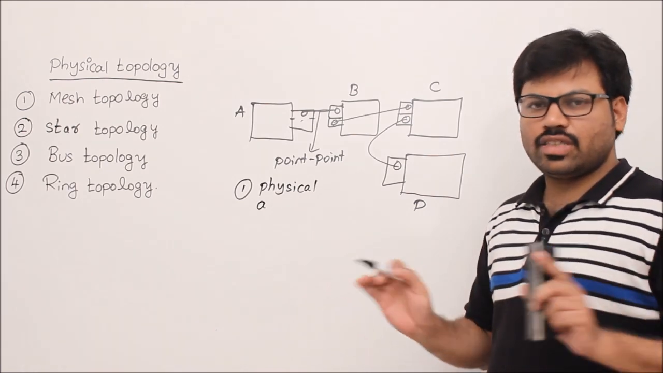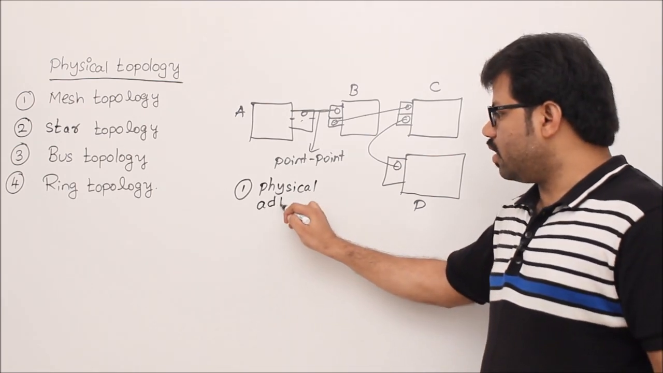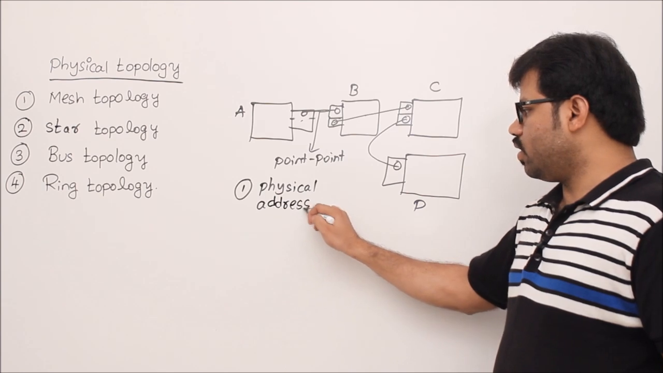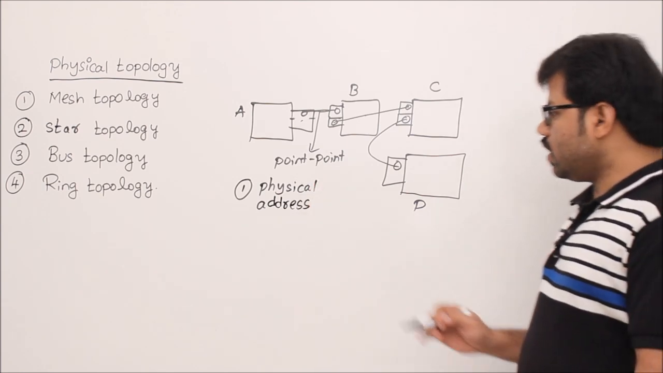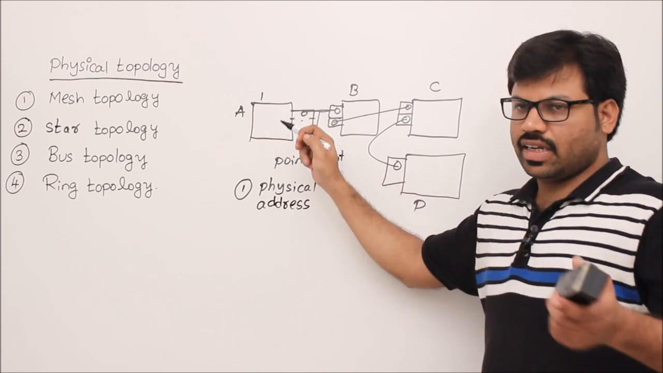So we don't know at this moment. Let's say forget about IP address. We don't know what is IP address, but we need some address. So that is called physical address. I will tell you why it is called physical address. So this physical address, for simplicity we assume that it's a 3-bit address.